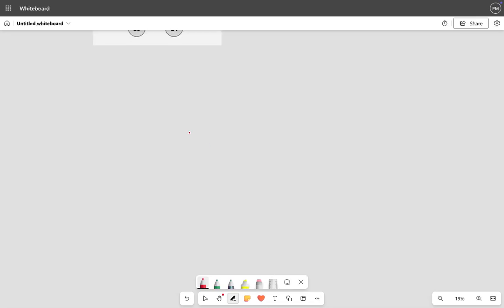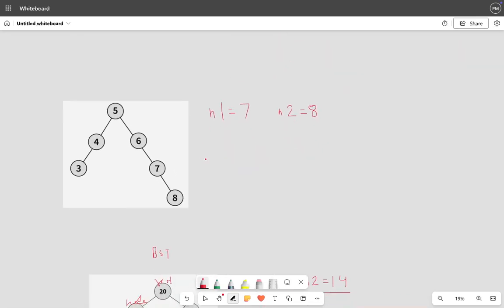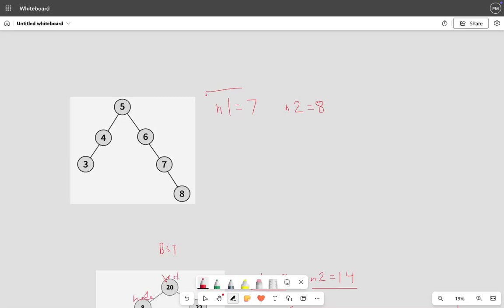For the second tree, here, N1 is smaller. For the root node, are both nodes on the left side? N1 is 7, which is smaller than 5, and N2 is 8, which is also smaller than 5, which is not true. We know both the nodes are greater than 5, so we will return the value from here.